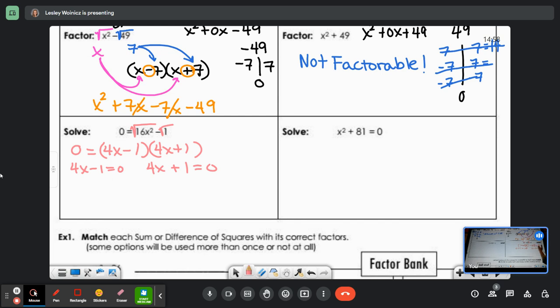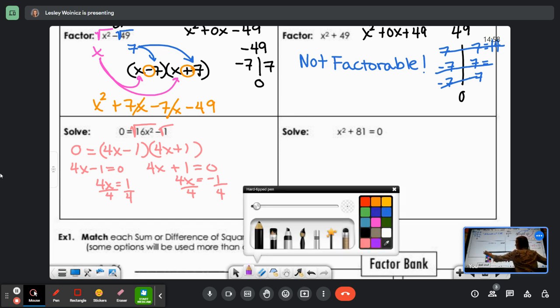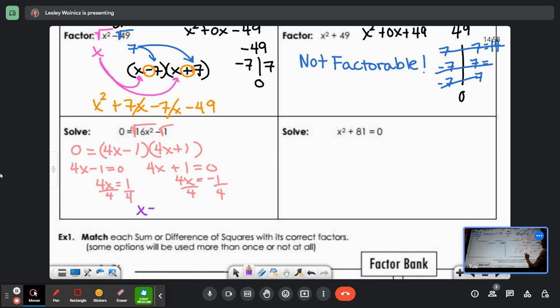All right, so if I add 1 to both sides, then I get 4x equals 1. Divide by 4, I get 1/4. Subtract away 1, I get 4x equals minus 1. Divide by 4, I get negative 1/4. Put those in curly brackets. Okay, so we got two cute little solutions.